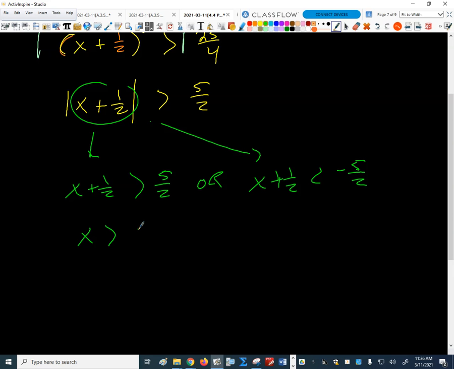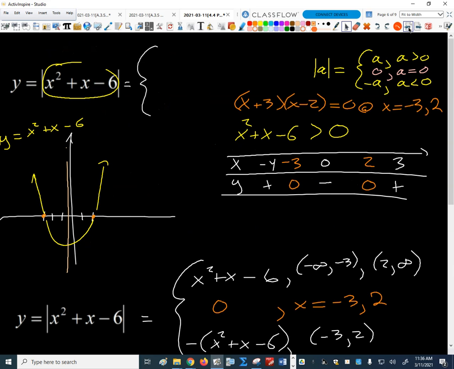X is either greater than 2, if I subtract 1/2 from both sides, or X is less than, if I subtract 1/2, -3. Oh, that's pretty cool, right? To do it that way where you get some symmetry out of it. Anyway, there's so many different ways you can do this problem. That one just appeals to me aesthetically, but either way.